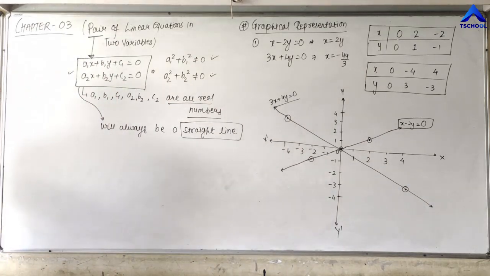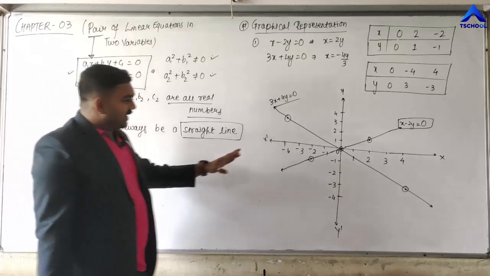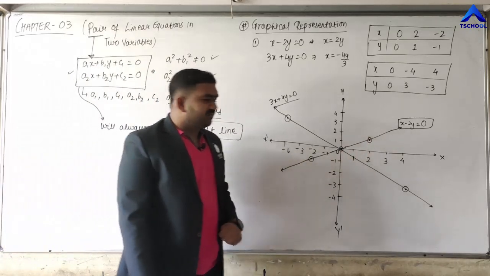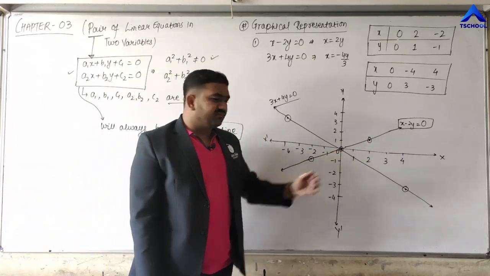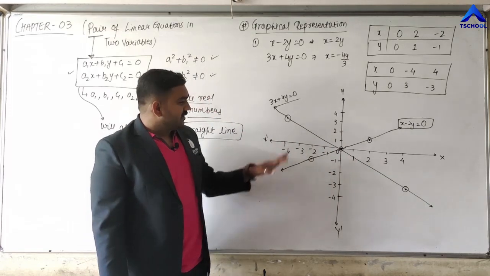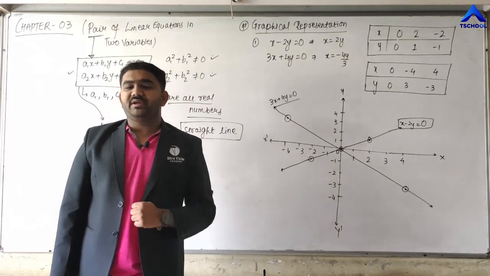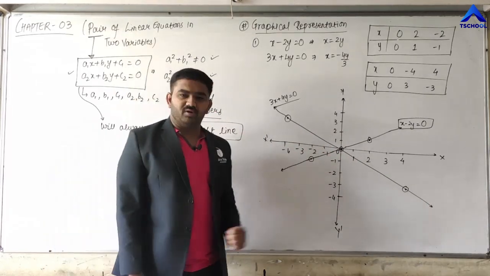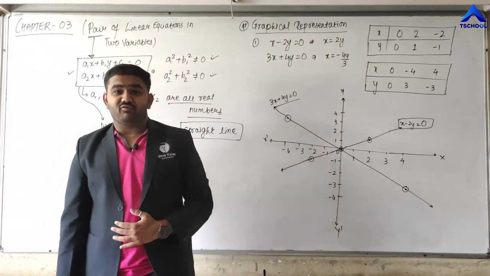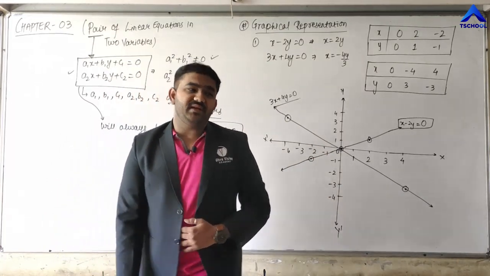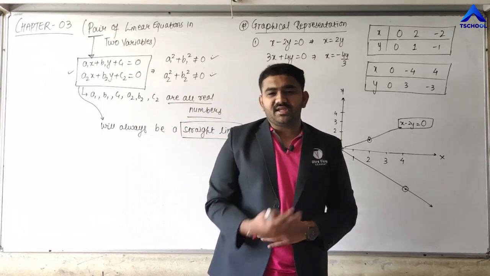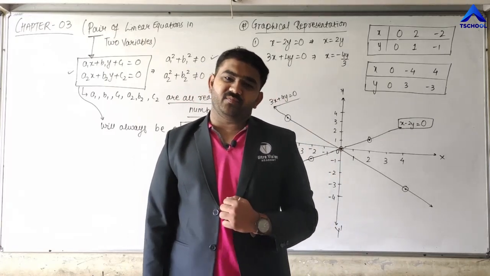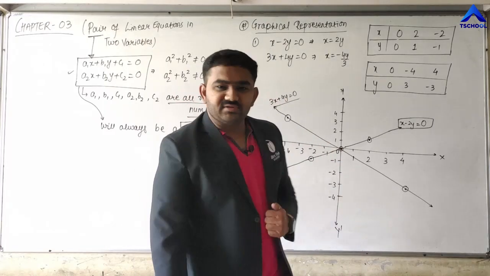Is it clear, everyone? So what can you say about these lines being plotted on the graph? If I say that the line x minus 2y equals 0 is here and 3x plus 4y equals 0 is here, I can say that they both intersect each other at (0, 0). What do you mean by intersect? Intersection means crossing of two lines at any one point. That is known as intersection.